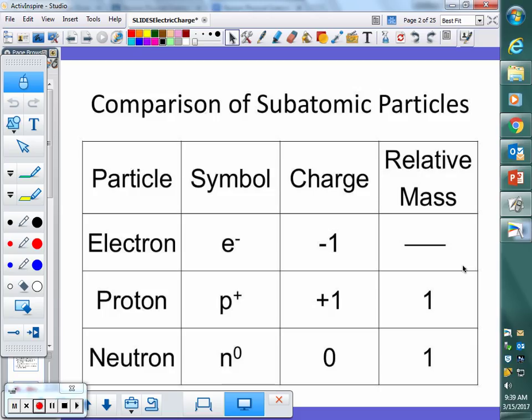Couple of things. One, we talked about that the electron, when we look at its relative mass, is much, much, much smaller than protons and neutrons. And this third column right here, we talked about the idea that this is what we refer to as relative charge, right? Whenever we refer to something as relative, what does that mean? What are we doing? We're comparing, right? Not necessarily measuring, but comparing.